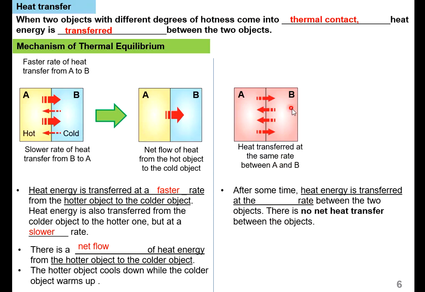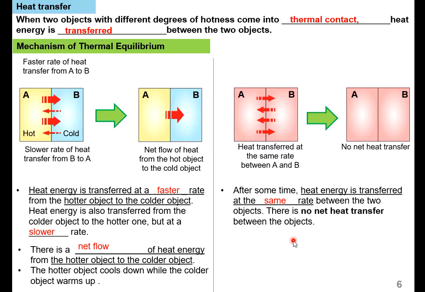So when they transfer at the same rate, which means A transfers 60 joules to B, and B transfers 60 joules to A, the heat transfer is the same. So we consider that as no net heat transfer between the two objects. So in the end, we can consider that the objects are in thermal equilibrium. Thermal equilibrium has two conditions. Condition number one: no net heat transfer between the two objects. And condition number two: at the final state, both objects have the same temperature.